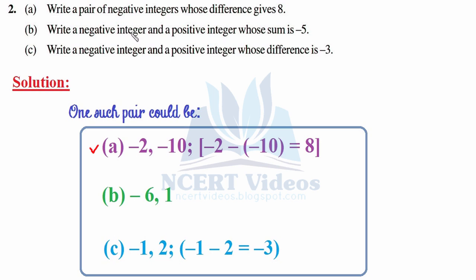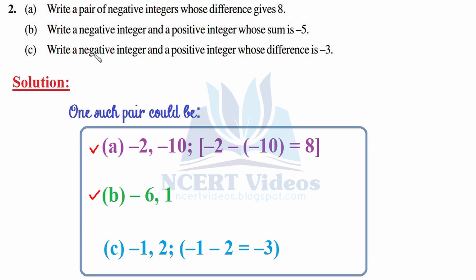Now B part, write a negative integer and a positive integer whose sum is -5. Now we are asked to find a negative integer and a positive integer. So let's take -6 and +1 as the negative integer and positive integer. Now whose sum? When we add it, signs are different, we subtract them actually and the sign comes of the greater number. Therefore 6 minus 1 is 5 and the sign comes of the greater number, that was minus in this case.